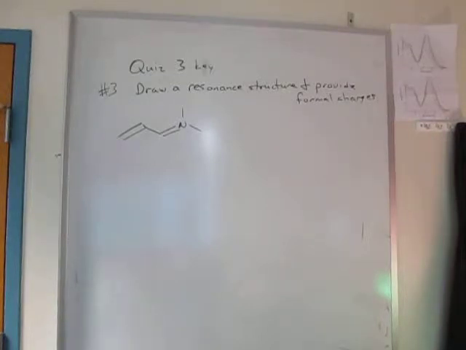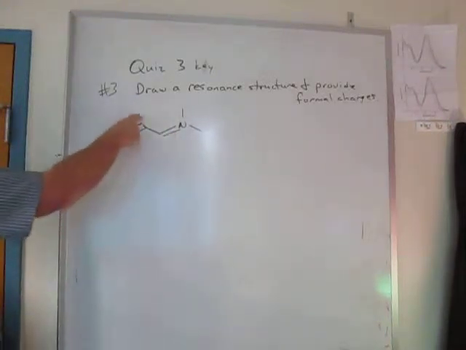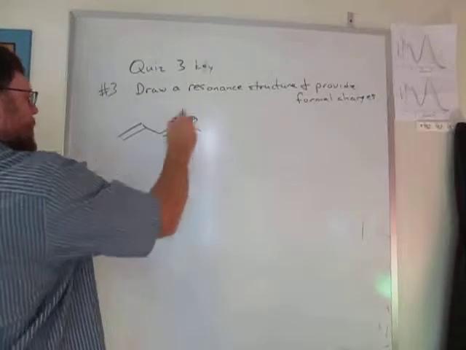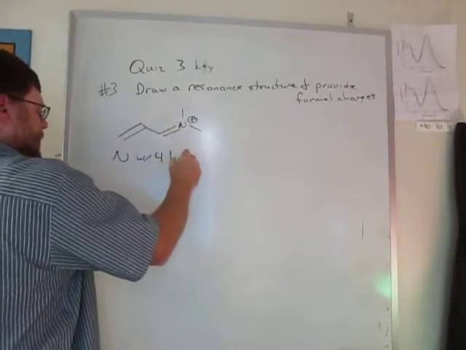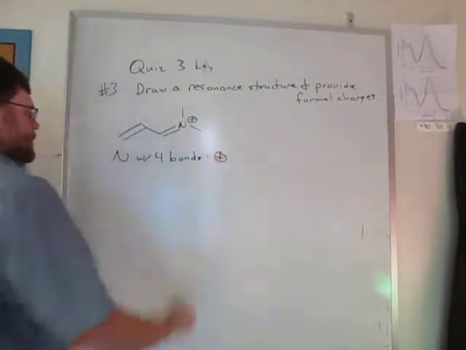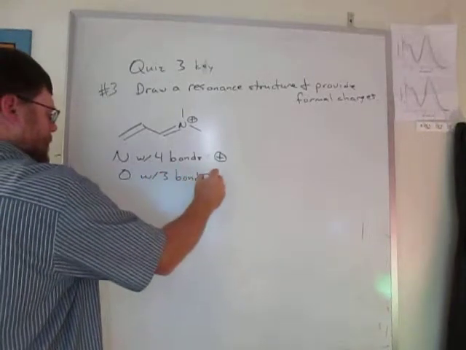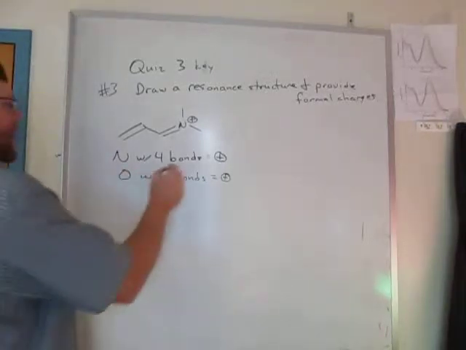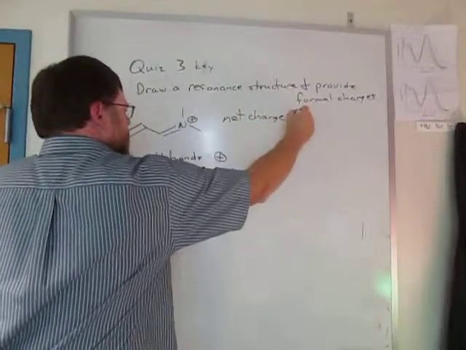There's a couple of really good ones. First of all, let's put formal charges in. Well, it's a line structure, so it's not a full Lewis structure. 2 hydrogens there, hydrogen there, hydrogen there. You've got 1 atom, right? Nitrogen with 4 bonds is positive. Oxygen with 3 bonds, positive. Okay, so the net charge is +1.